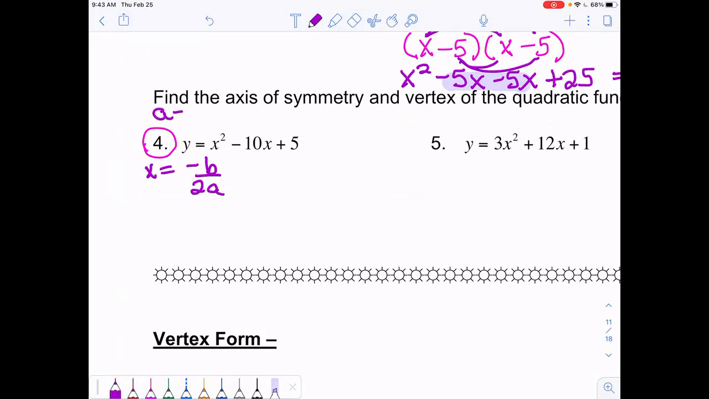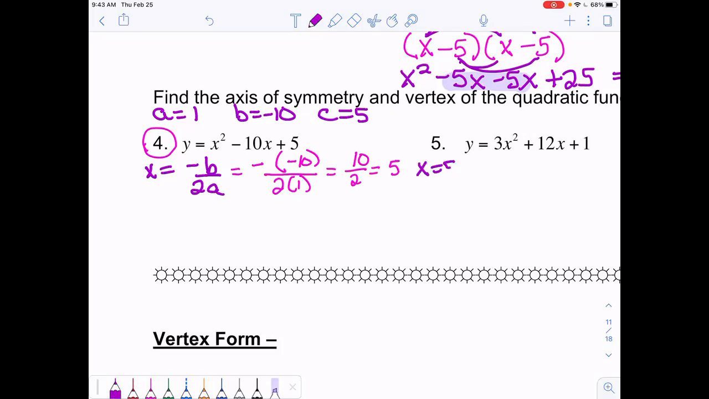So if I label a is 1, b is negative 10, and c is 5. So labeling those 3 numbers, assigning values for a, b, and c. And then we plug them into the equation or formula that Bill gave us. In parentheses goes negative 10, and also in parentheses goes the 1. Bill, a negative negative makes a? Positive. And then we have 10 over 2, which gives you? 5. Yeah, nice job, Bill. So x is equal to 5 is the axis of symmetry.